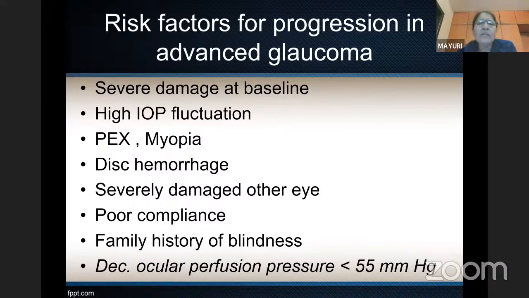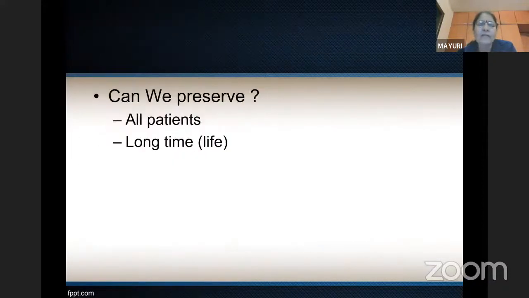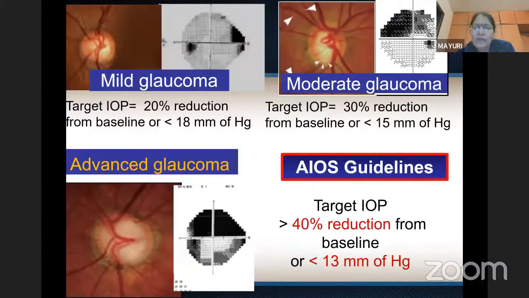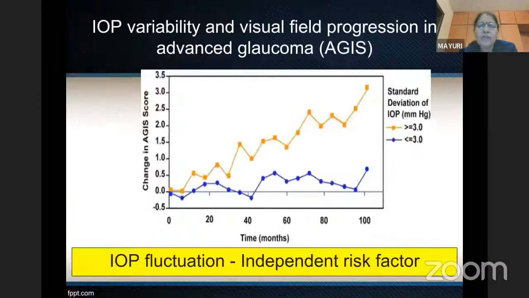And this is the list of the risk factors for progression in advanced glaucoma. One has to carefully look at those factors and treat them vigorously. So can we preserve this field in all patients and that too lifetime? Yes, we can. There are so many studies in the literature which say that by reducing the intraocular pressure to less than 13 millimeters of mercury or reducing 40% from the baseline, we can achieve good success in the treatment. Also look at the IOP fluctuation, which is an independent risk factor.